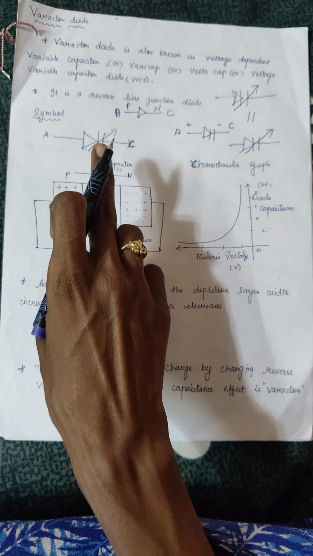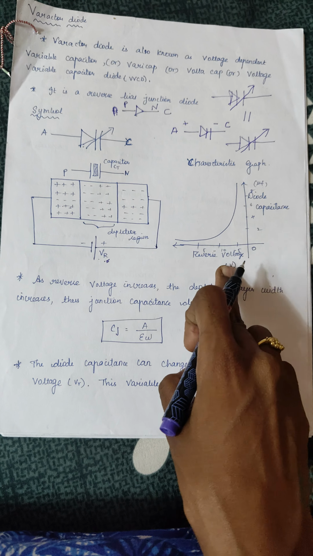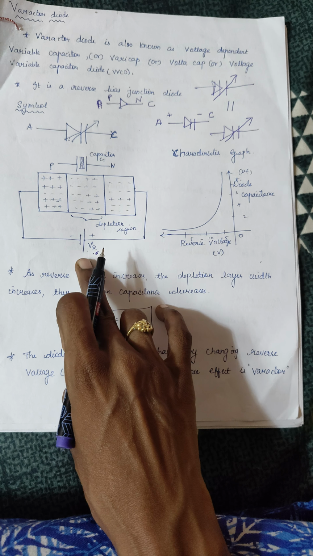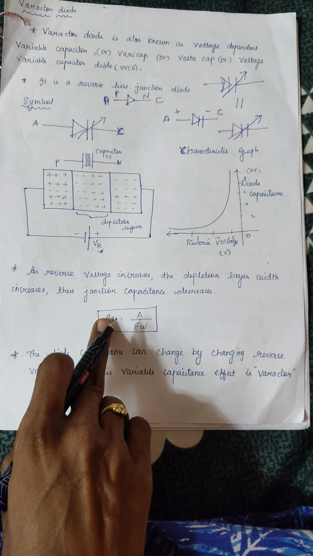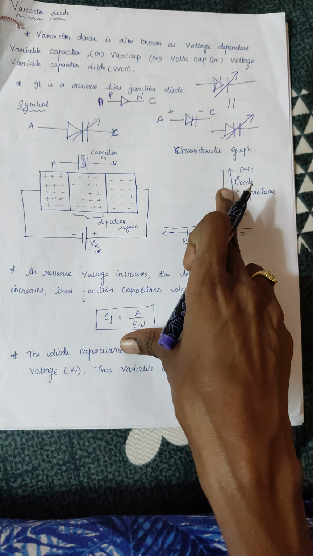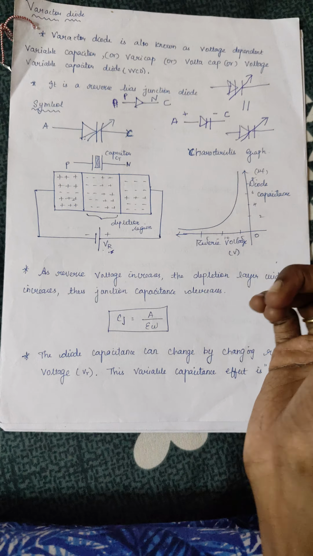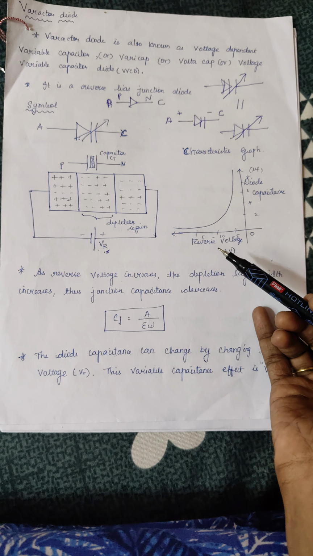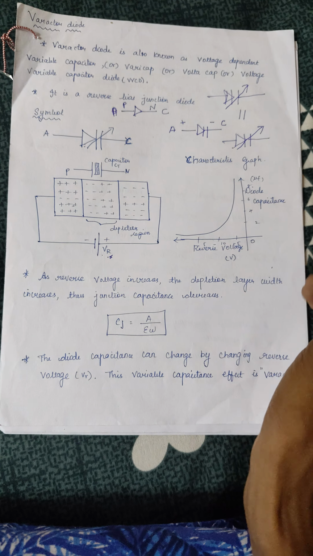So this is the diagram and symbol of the Varactor diode, and now we will see the characteristics graph. This graph is between diode capacitance and reverse voltage. If you increase the reverse voltage, the depletion region increases, and then the junction capacitance decreases. So if you increase the reverse voltage, the junction capacitance keeps decreasing. The diode capacitance is based on the reverse voltage. Here you have only three links: reverse voltage, depletion region, and junction capacitance.